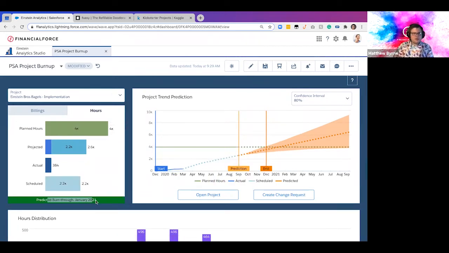This is kind of advanced stuff we've done in our product. All the predictions, everything I've shown so far, the stuff I showed before with the time series, is out of the box with Einstein Analytics growth licenses.